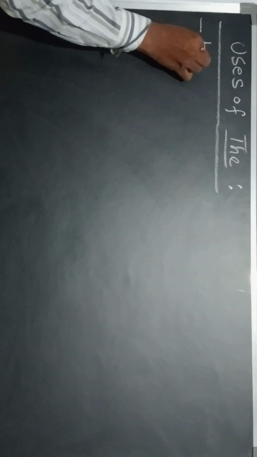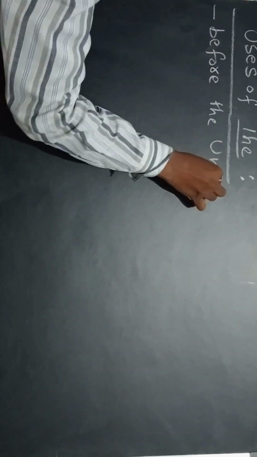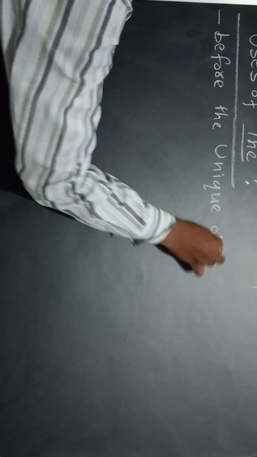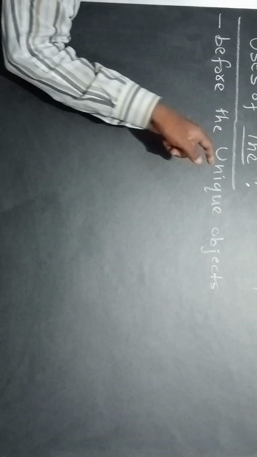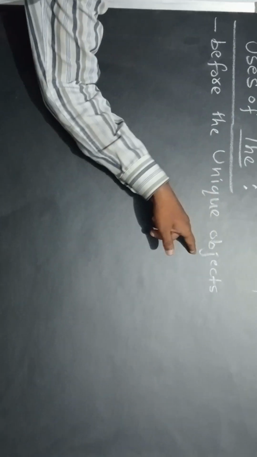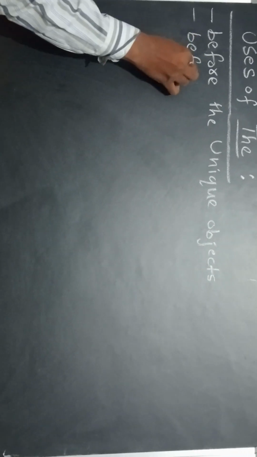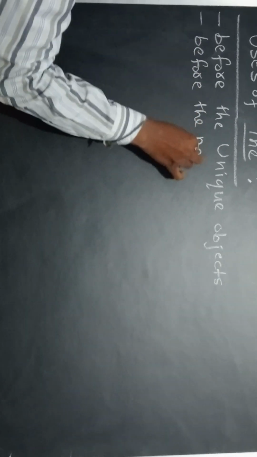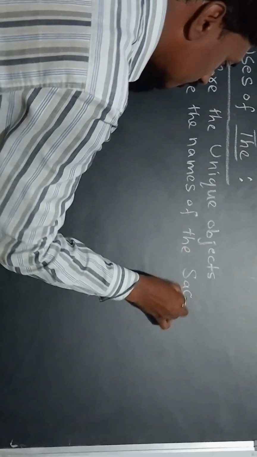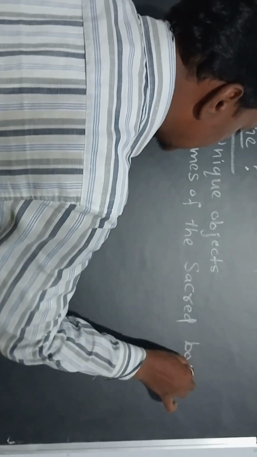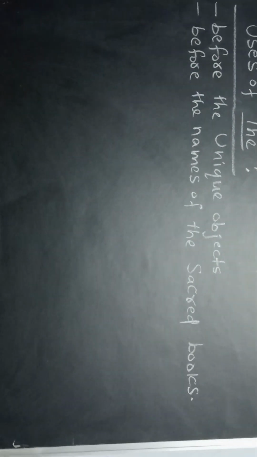First, before unique objects. The article the is used before unique objects. For example, the moon, the earth, the sun, the sky. Next, before the names of sacred books. For example, the Bhagavad Gita, the Bible, the Quran.